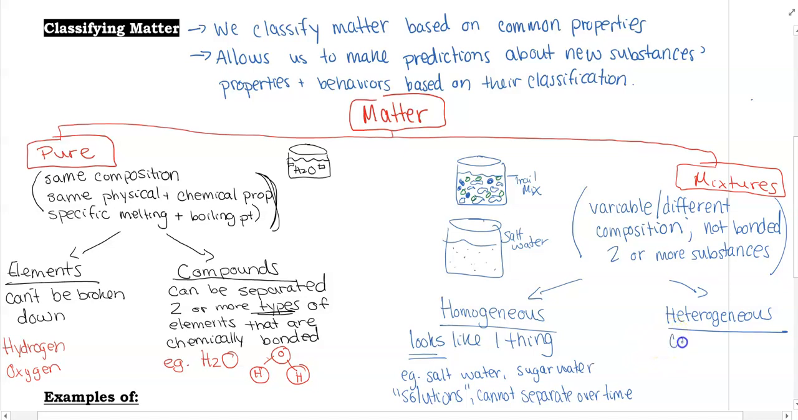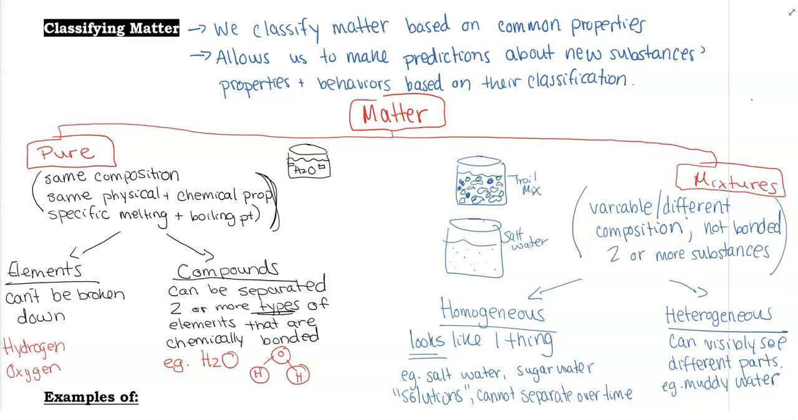Heterogeneous, you can visibly see different parts. Okay, so an example of this would be muddy water. If you really look at muddy water, you can see the water and you can see the chunks of mud and everything. And if you let a glass of muddy water just sit there, all the mud is going to settle to the bottom and the top of the water can actually get clear. So that can settle over time, and that's what makes it heterogeneous.